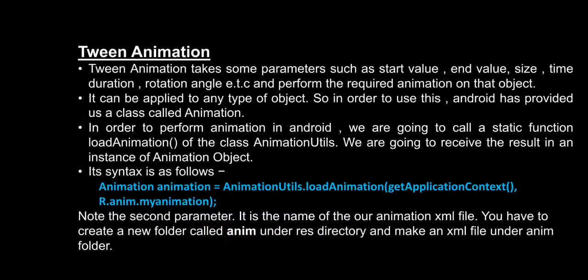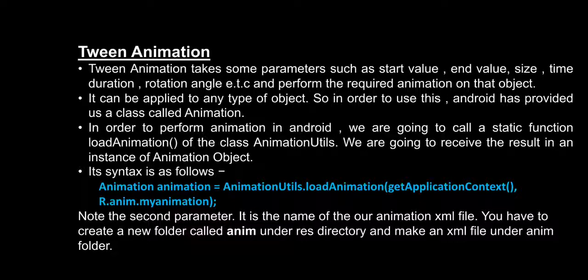Tween animation takes some parameters such as start value, end value, size, time duration, rotation angle, etc., and performs the required animation on that object. It can be applied to any type of object. So in order to use this, Android has provided us a class called Animation.